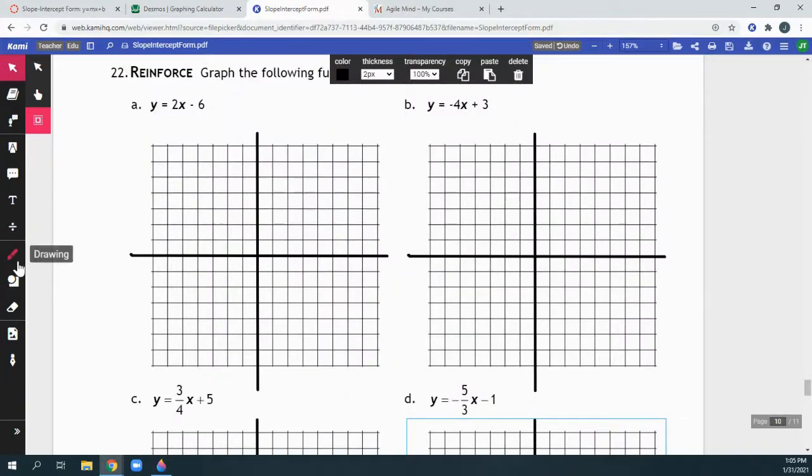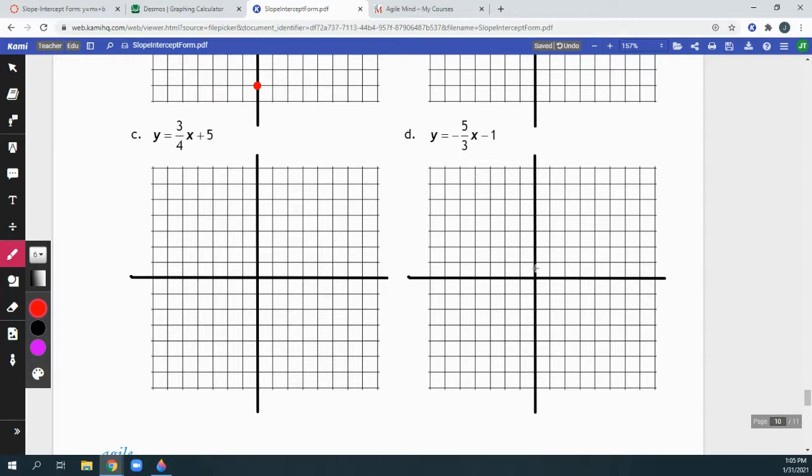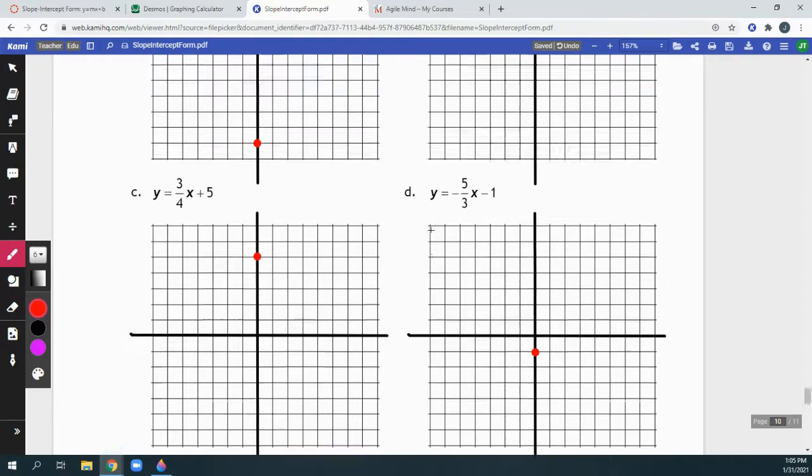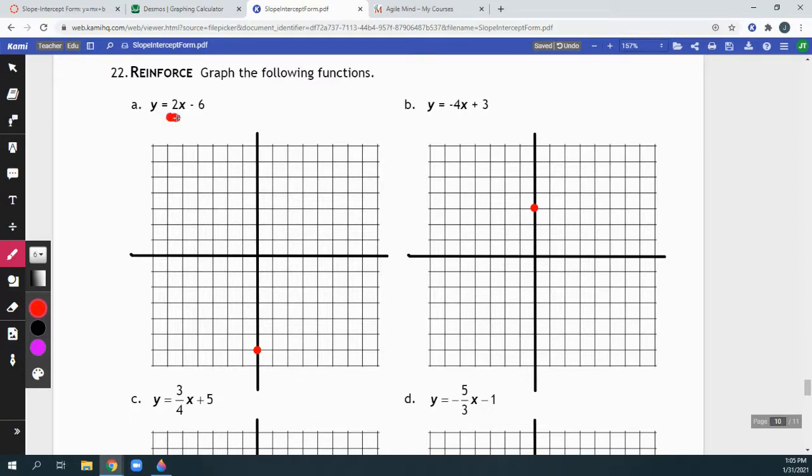Great. Back to graphing. We were at -6, which is right here. You know what? I'm going to mark all of the B's, the intercepts first. 3. This y-intercept is -1. This y-intercept is 5. So now I know where they go through the y-axis. Now I just have to talk about how steep they are.